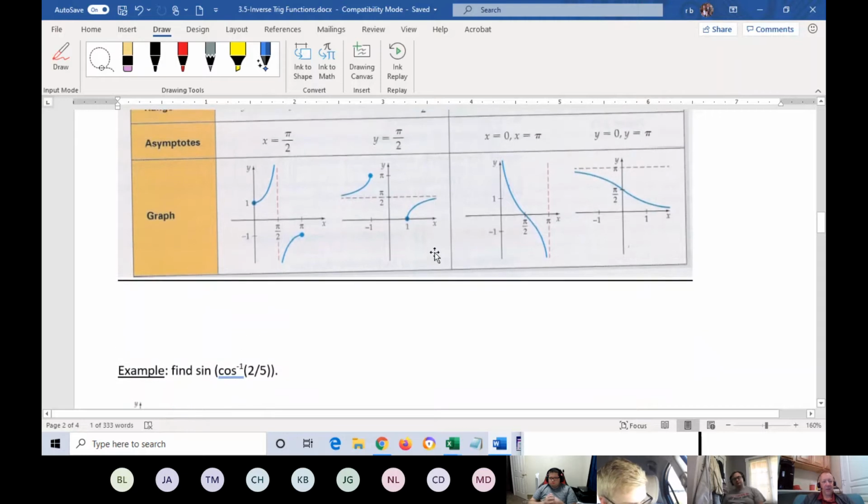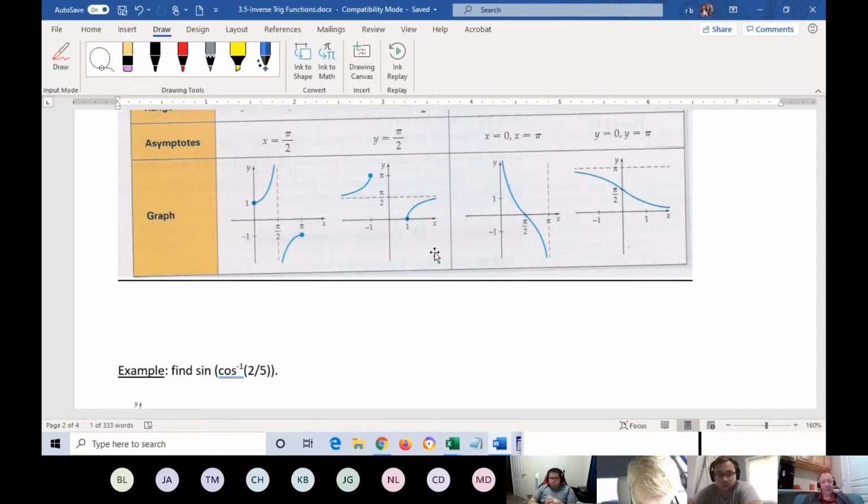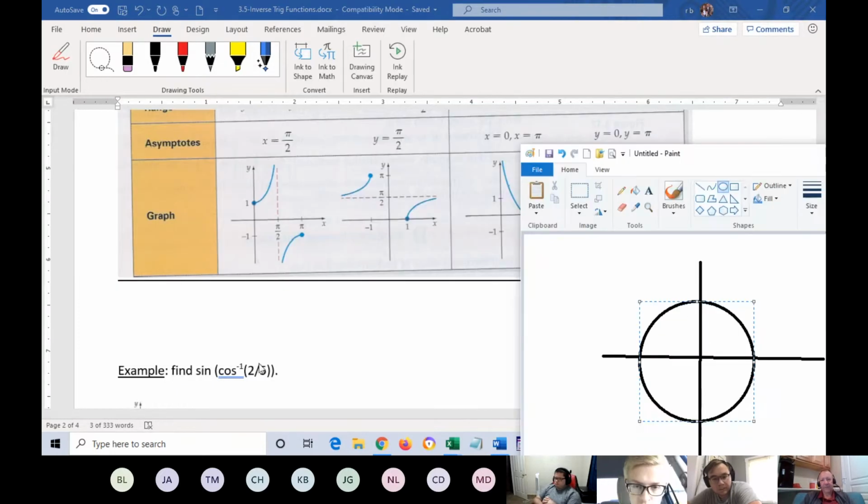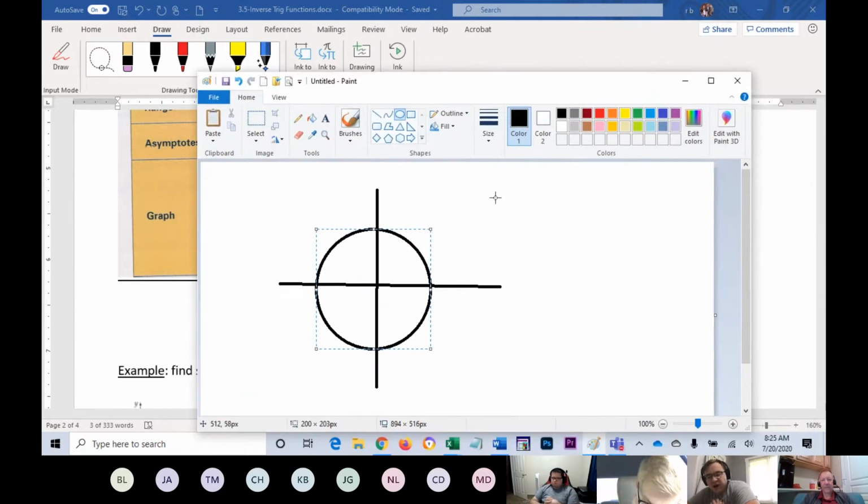All right, so let's do an example. Find the sine of the inverse cosine of 2/5. In fact, I'm going to copy this and we're going to say, how would you find that? Maybe I'll start with a new page.